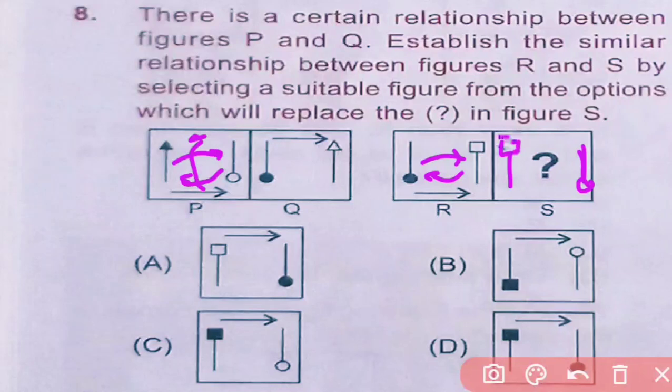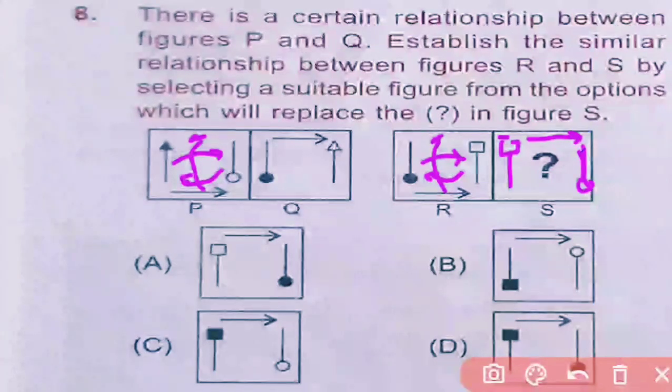And this down arrow will go upward, and this shaded part becomes unshaded. Means this shaded part here will become unshaded, and this unshaded part here becomes shaded. So this figure is matched with C. So C is the correct answer.